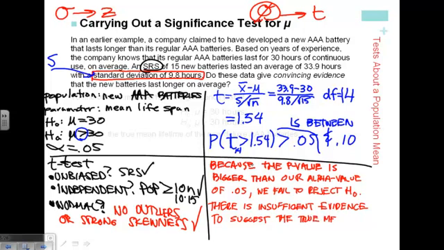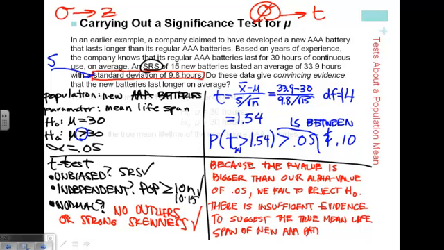Does that have to be exactly that? There's no reason for variation on this. You want to nail it? You do it exactly like this. The true mean, except I would write it neater if I were you. The true mean lifespan of new AAA batteries.